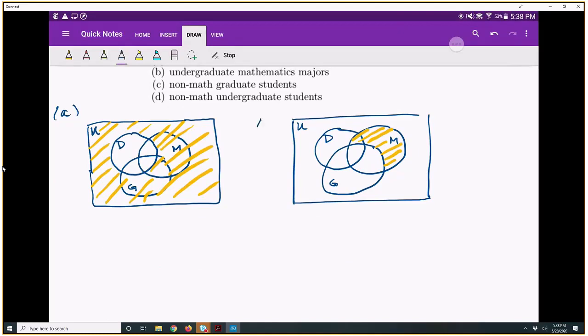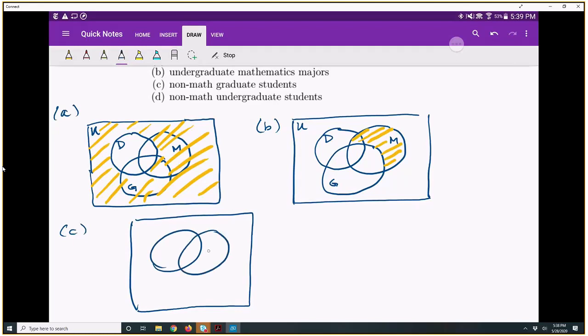And then what if I want to see non-math graduate students? So I start with the same picture. The universe, the daytime students, the math majors, the graduate students. And I want to make sure that I'm not in this math bubble, but that I am a graduate student. That should be here. And lastly, non-math undergraduate students.